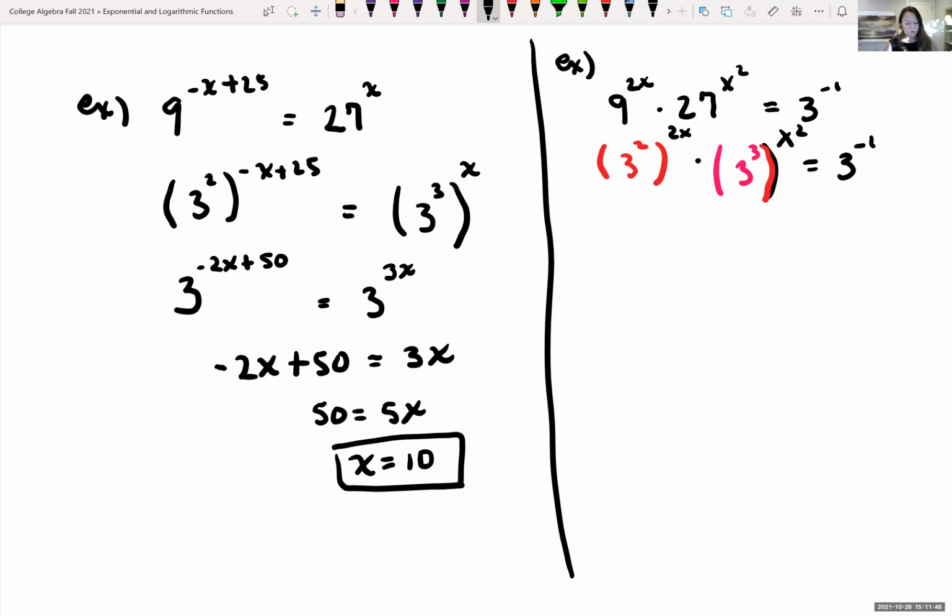Again, rules of exponents, power to power is multiplication. So we have 3 raised to the 4x power times 3 to the 3x squared, equals 3 to the negative 1 power. Same base on the left, and there's multiplication in between. So that means that we're going to add our exponents. Those are not like terms, so we're going to leave it as a sum. So this is 3 raised to the 3x squared plus 4x equals 3 raised to the negative 1 power.